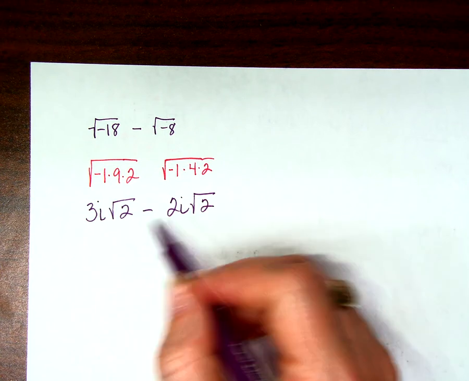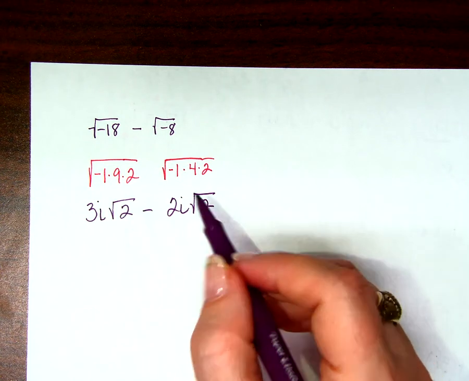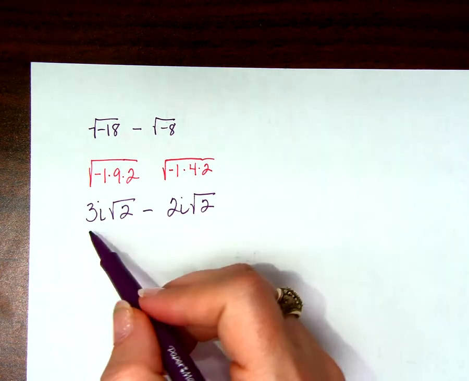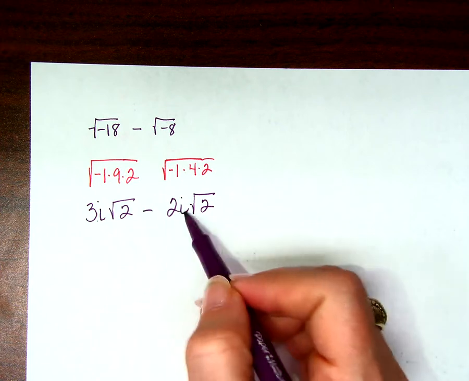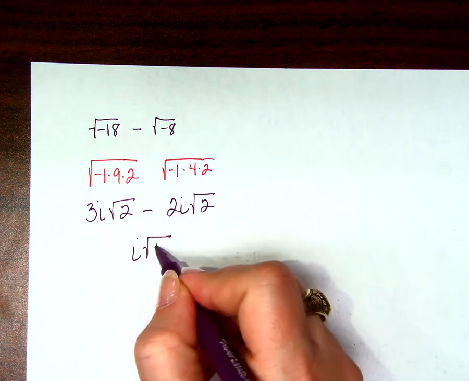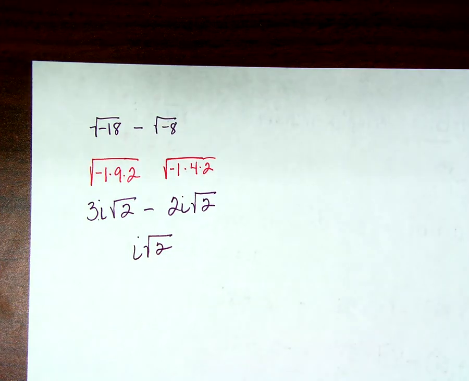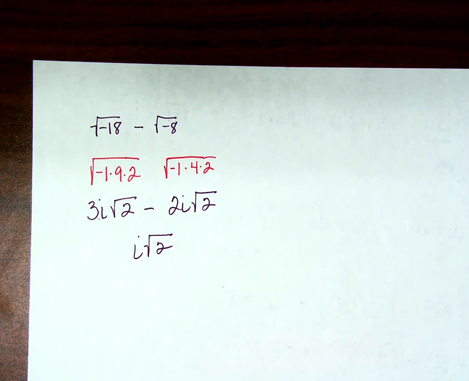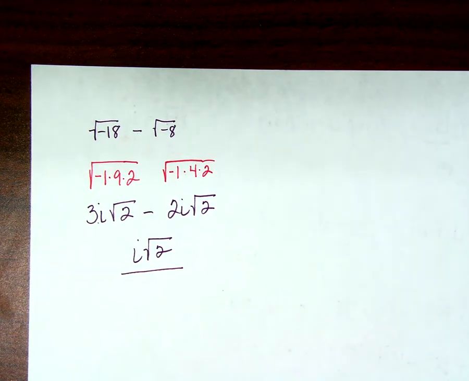roots are the same. This is the square root of 2, this is the square root of 2. Because those are the same, I can say 3i minus 2i is 1 root 2. Root 2 is not a variable, but I can kind of treat it like a variable. Does that make sense? And then that is my answer. Okay? Any questions about that?